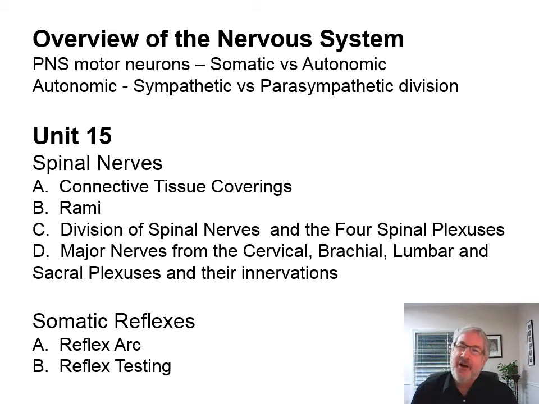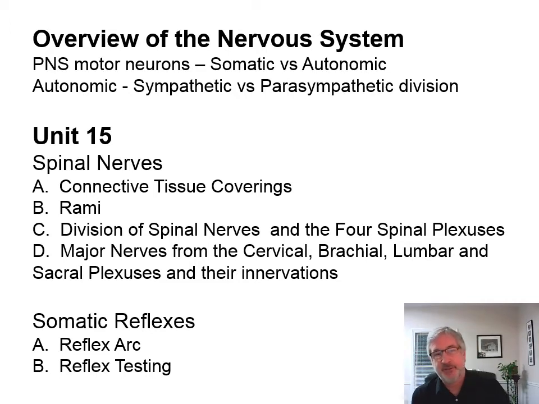Hey guys. All right, so we're going to go over the spinal nerves in this segment. We've talked about the nervous system, we talked about the central nervous system, the brain and spinal cord. So we finished up those. Now we're going to talk about the peripheral nervous system and talk about the motor neurons in the peripheral nervous system, the somatic and autonomic systems, and then the divisions of the autonomic system. We're going to go over that real quick, the sympathetic and parasympathetic divisions.